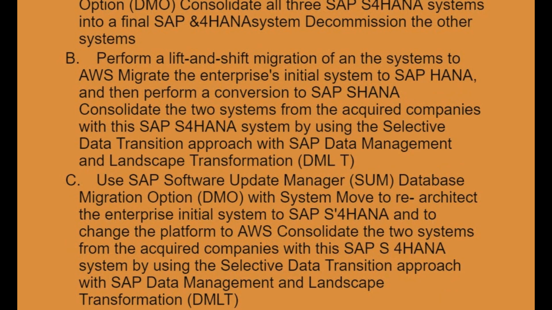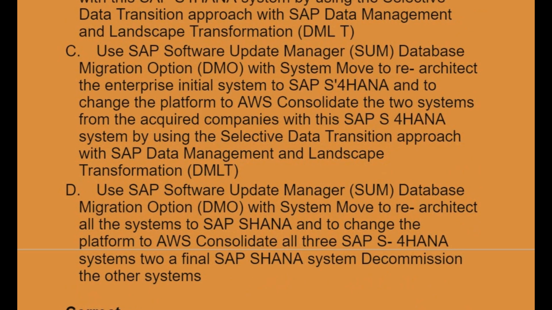Option C, use SAP Software Update Manager (SUM) Database Migration Option (DMO) with System Move to re-architect the enterprise's initial system to SAP S/4HANA and to change the platform to AWS. Consolidate the two systems from the acquired companies with the SAP S/4HANA system by using the selective data transition approach with SAP Data Management and Landscape Transformation (DMLT).